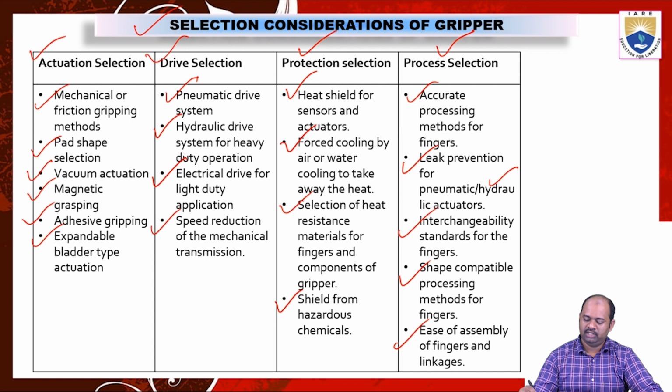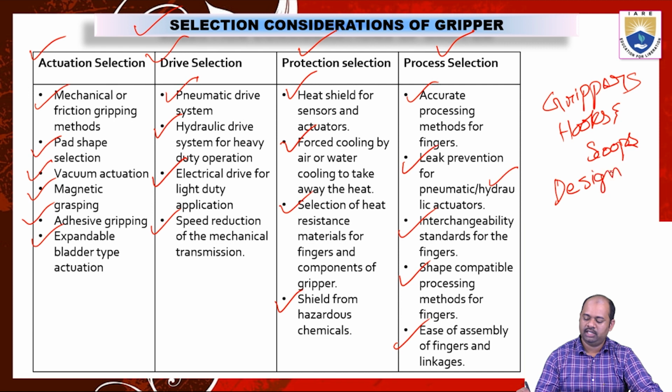And before that, we have seen two types of grippers. In this class we have seen grippers. They are hooks and scoops. And after that, we have seen what are the design considerations we have to keep in mind while designing a gripper, either it is a mechanical or magnetic gripper. And after that, we have seen selection of the gripper. What are the different points we have to keep in mind while selecting a gripper?